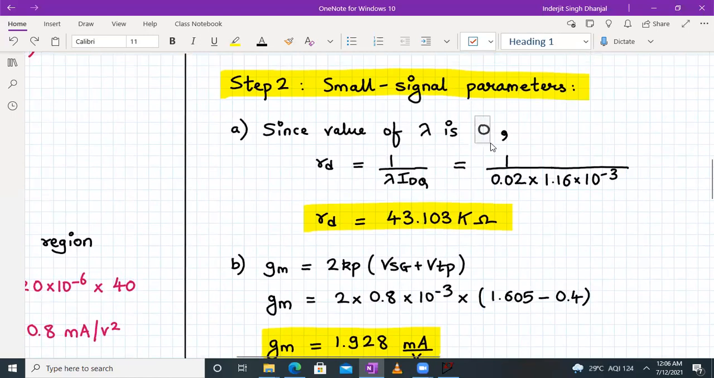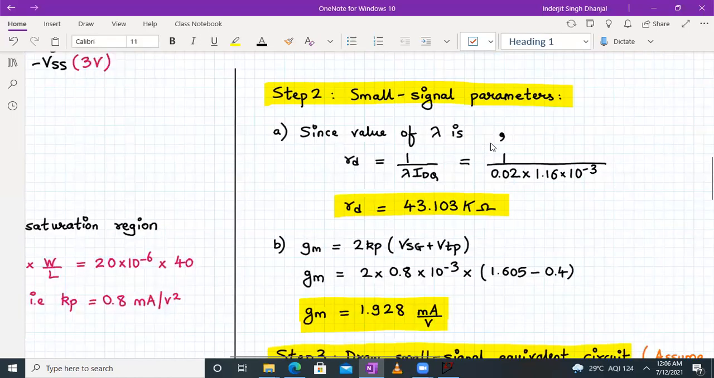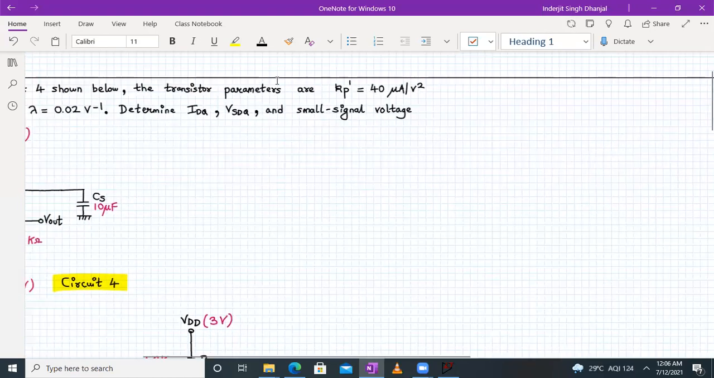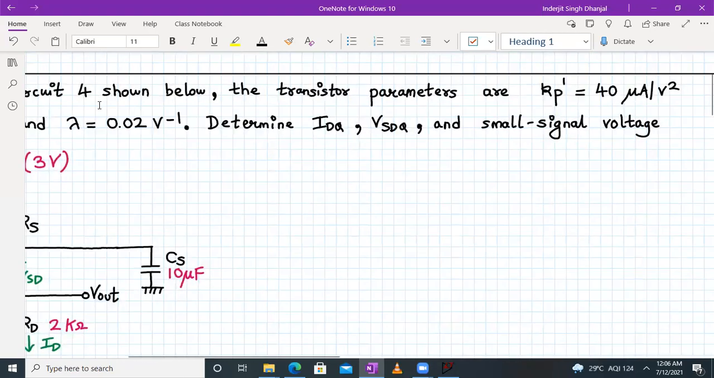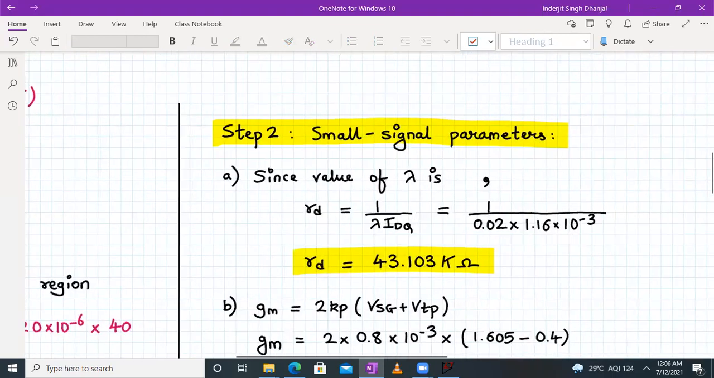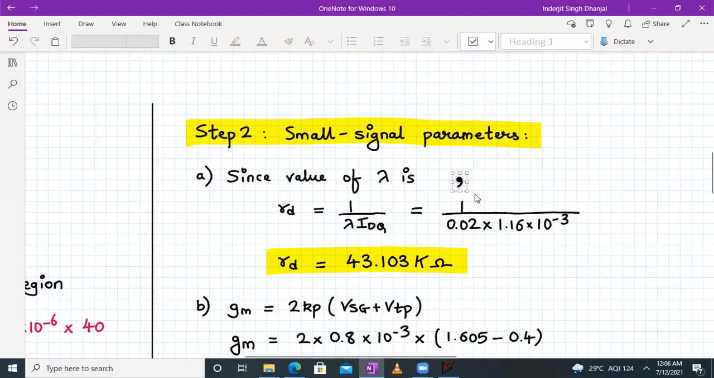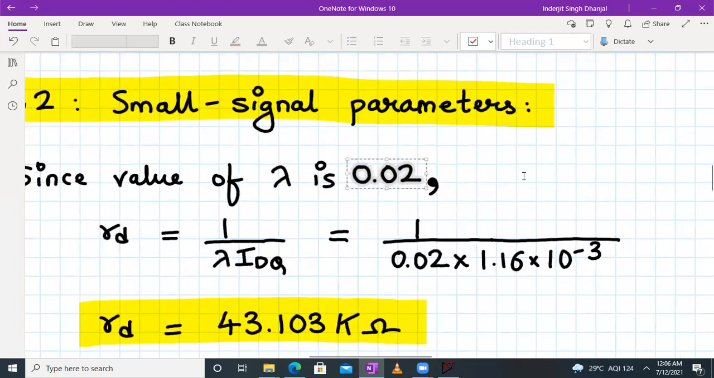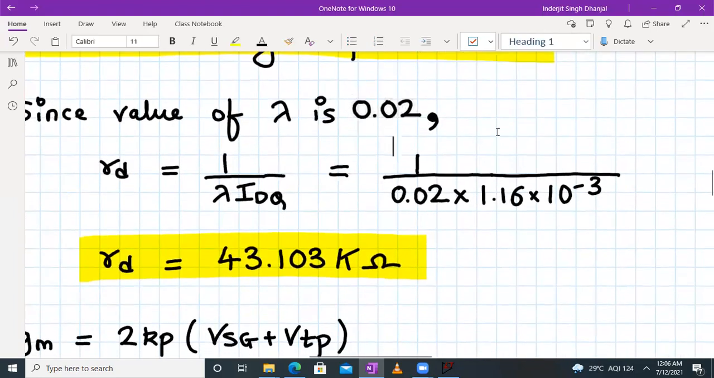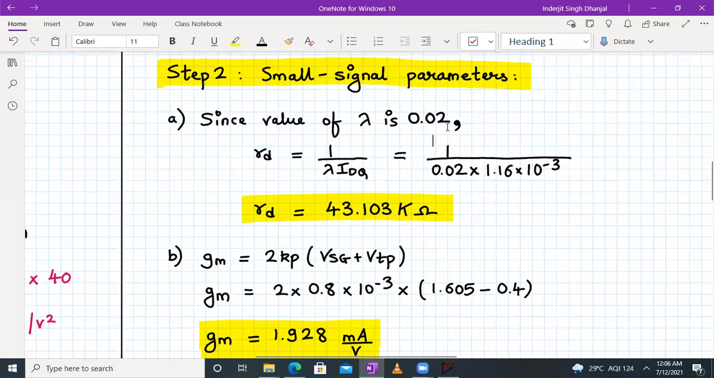In this, the small signal parameter is not 0 actually, it is 0.02. So let me add that number over here. It is 0.02. It was by mistake not added over here, but now it's okay. We have added that value. So the value of lambda is given as 0.02.